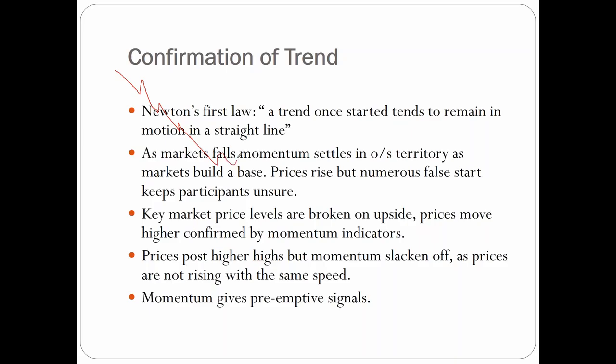Then it will start making a base. When it is making a base, the prices are rising and falling, rising and falling. Suddenly from falling, it has started rising and falling, rising and falling. So it is making the participants of the market unsure whether this downtrend will continue or whether it has stopped. Now it creates a level here when it falls and this happens.